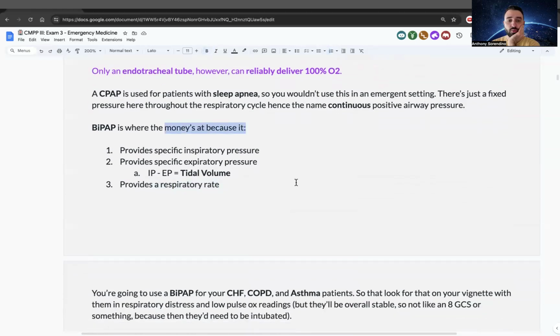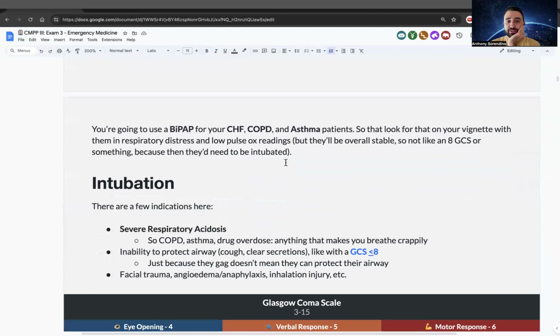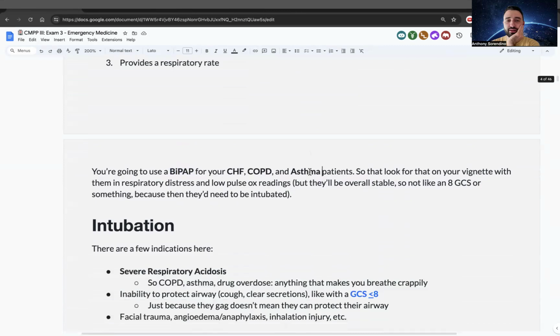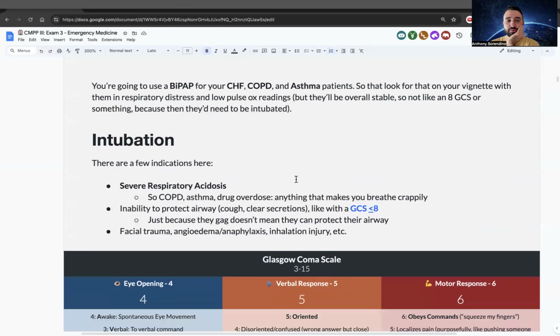So BiPAP is going to be the one you want to use for things like CHF exacerbations and COPD and asthma. So yeah, just a good airway option there if they're not crashing, but their pulse ox is low and they're in some type of respiratory distress. Probably skip the nasal cannula, go right to BiPAP, right? If they're really working, it would probably be pretty clear in the vignette if they're having an exacerbation, right?